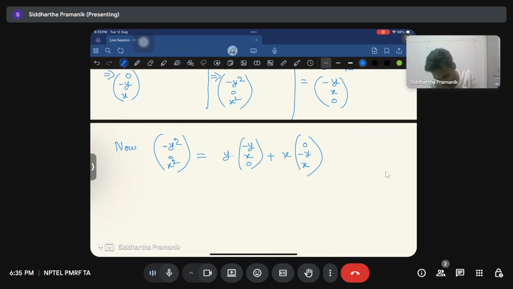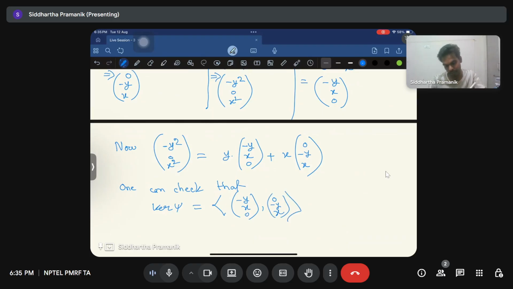So one can check that the kernel of xi is generated by these two vectors, minus y, x, 0 and 0, minus y, x. One can check this by using the Macaulay tool.